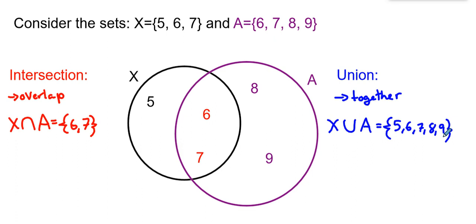I can sometimes explain it as taking X and A and dumping them into the bowl here that is the union. It's everything all together. So an intersection is where they overlap. The union is both sets combined.